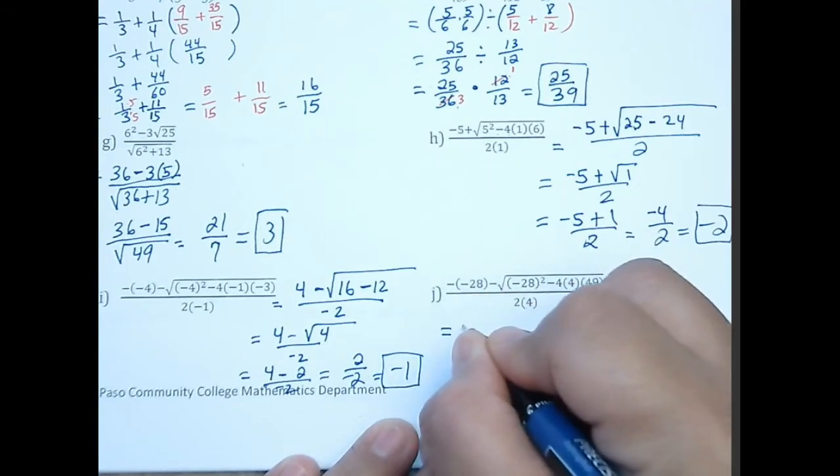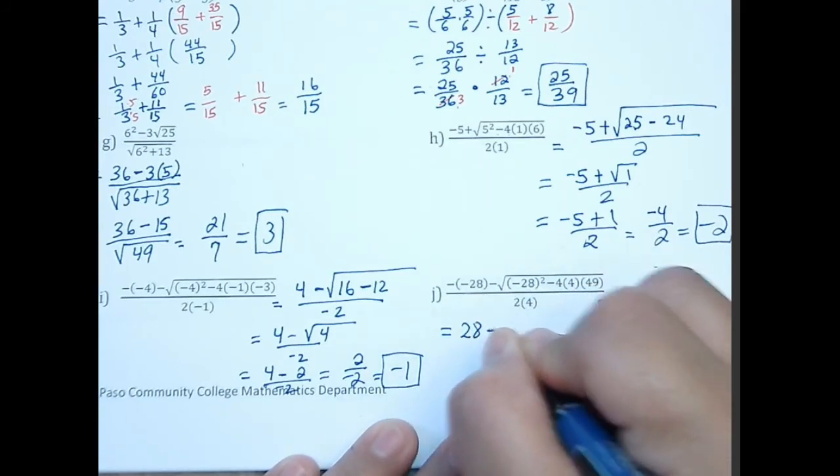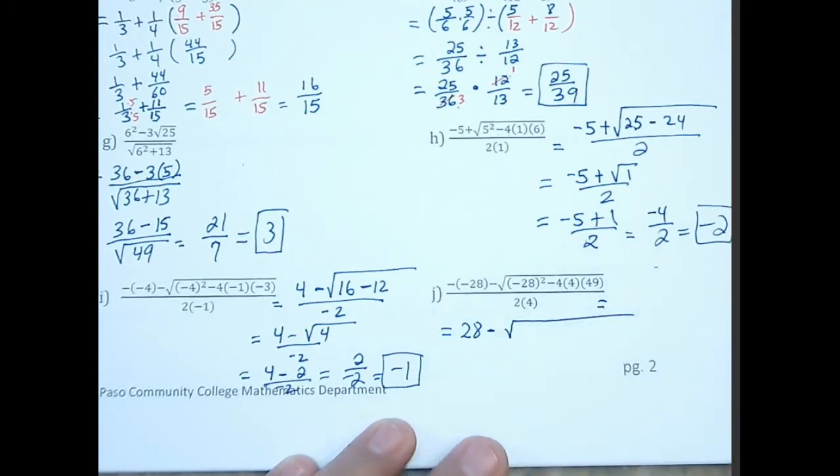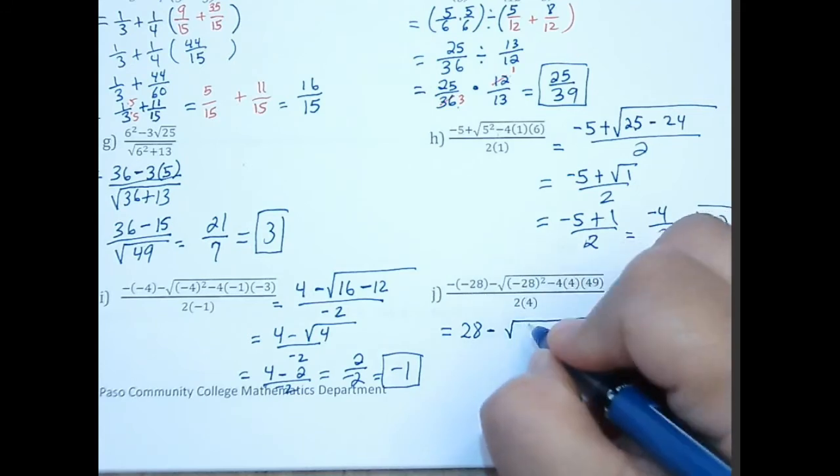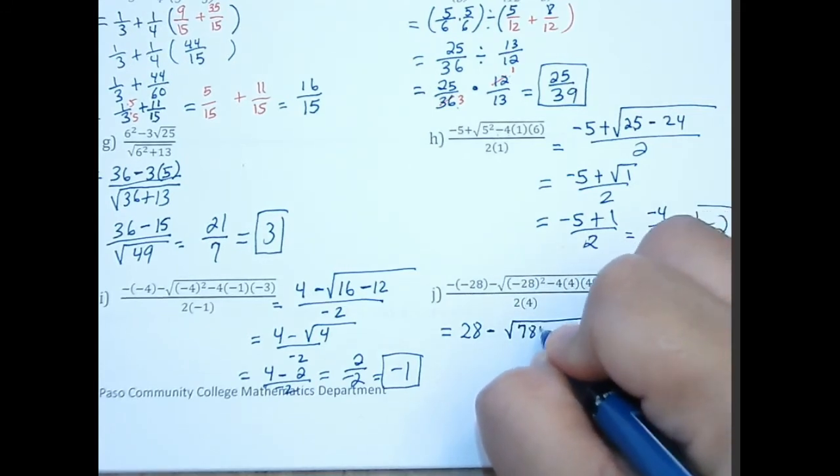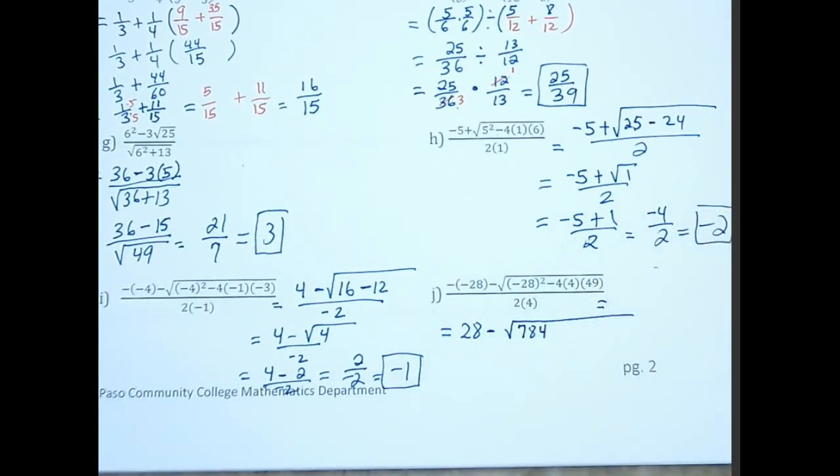Negative negative is positive 28. Then we want to do a negative 28 squared, which is the same as negative 28 times negative 28. So that's going to give us a positive 784. And then we have negative 4 times 4 and times 49.